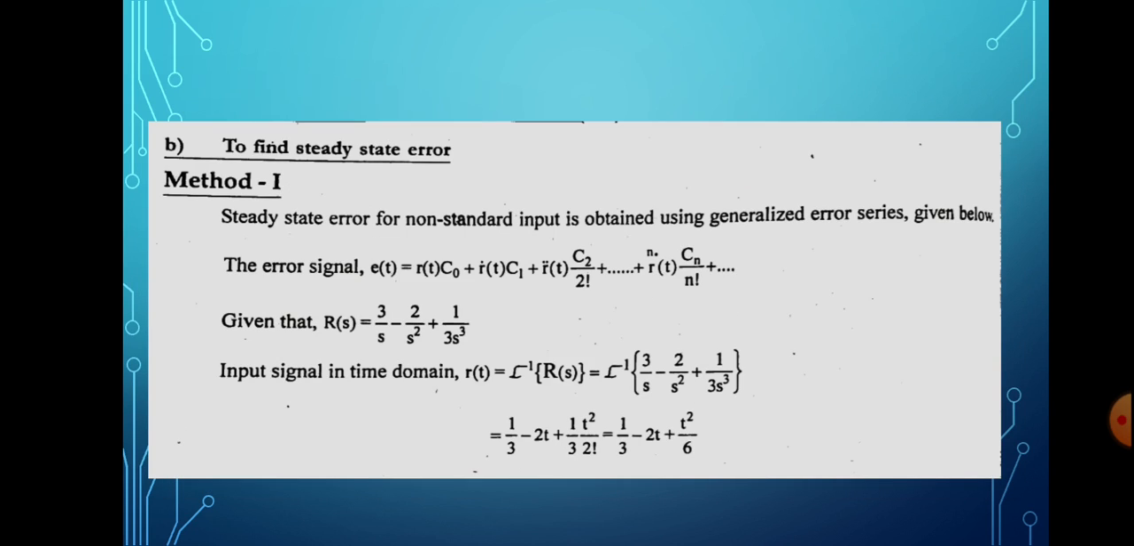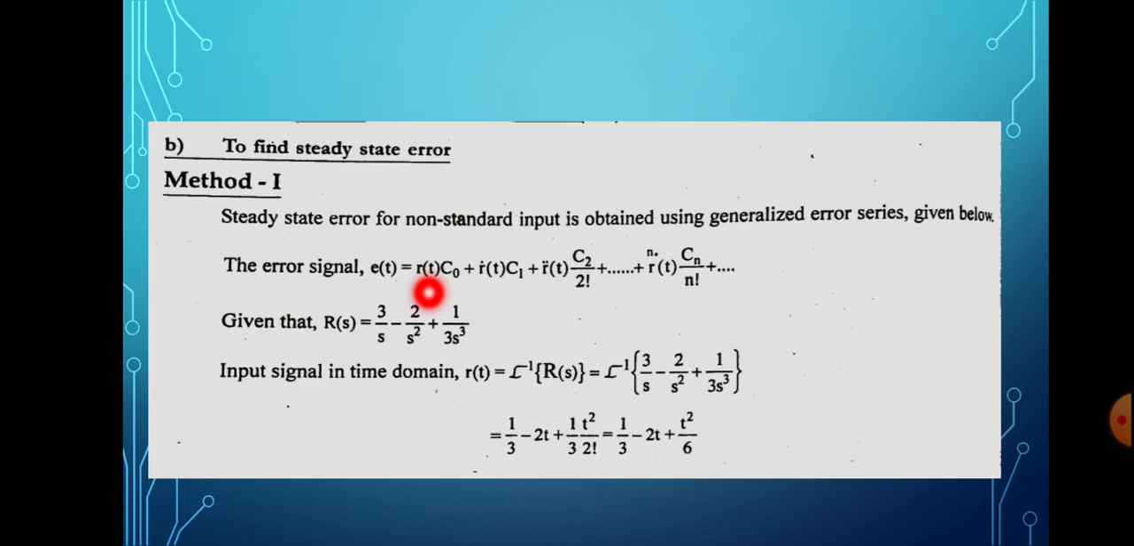So to find the steady state error for the non-standard input, the generalized error coefficients will give the error signal, and the error signal e of t will have the form r of t into C0 plus r dash of t into C1 plus r double dash of t into C2 by 2 factorial plus etc. This is the general form of the error signal. In this case, you should find C0, C1, C2. Also find r of t, r dash of t, r double dash of t, up to the nth derivative of r of t.